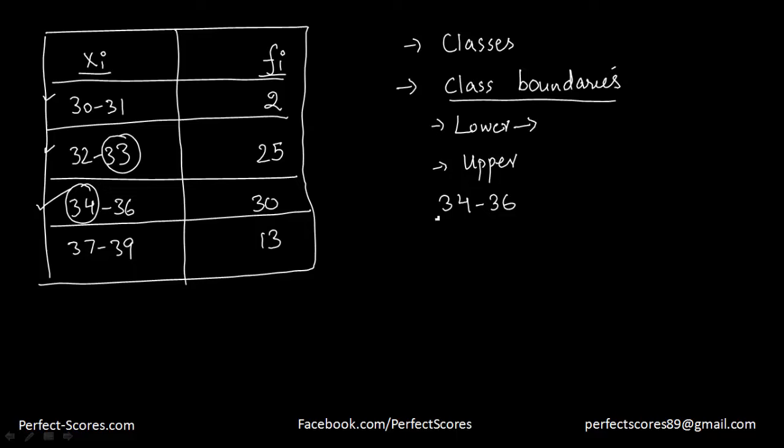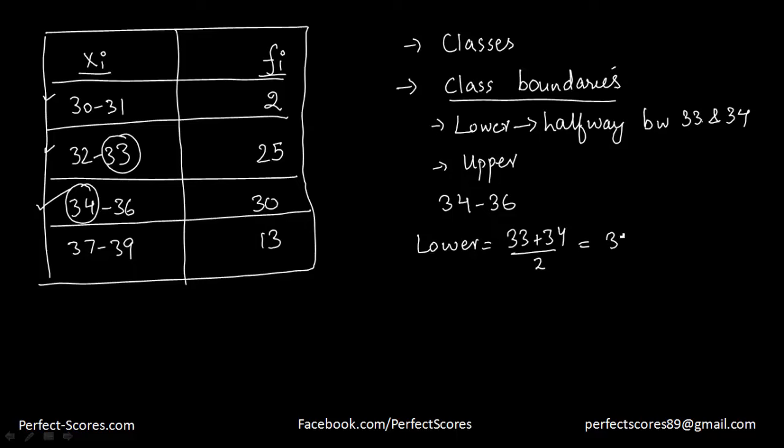The gap is 1 point. The lower class boundary for the class 34 to 36 will be halfway between 33 and 34, which is 33 plus 34 divided by 2, which is equal to 33.5. So the lower boundary for this class is 33.5. And what about the upper boundary? The upper boundary is going to be halfway between 36 and 37, which is equal to 36.5, right?